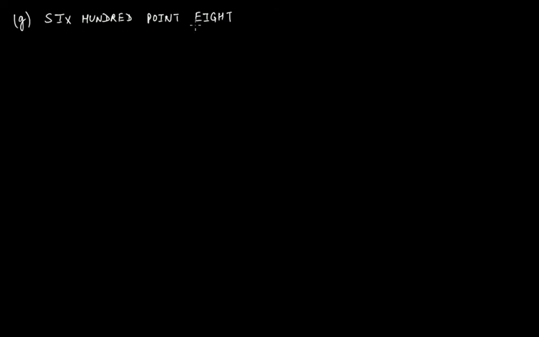This is 600 and 8 tenths. 600, this point tells you the decimal point. This 600 means 600, and this 8 means 8 tenths. So this will be the decimal representation: 600.8.